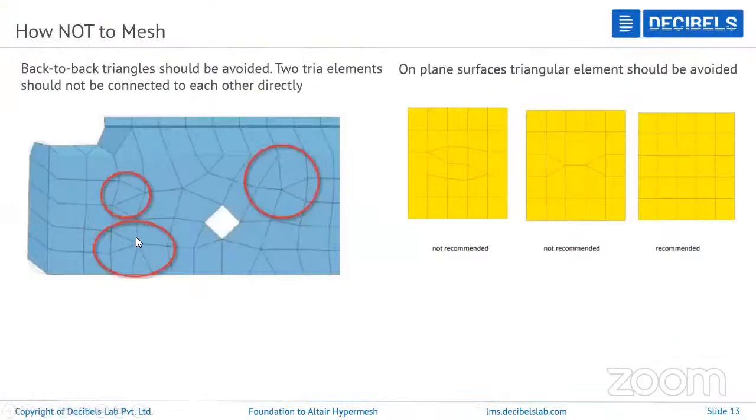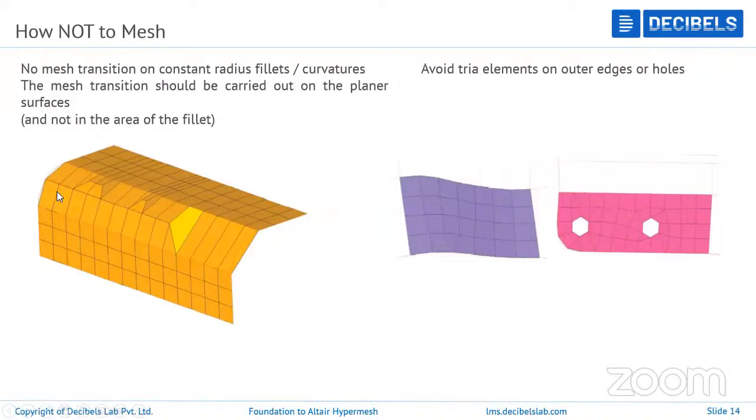See, when a node is shared between two triangular elements, this is not allowed. Back-to-back and opposite trias are also not allowed. Trias at fillets are not allowed, and as I said, we are not supposed to keep any trias in a circular section. In the circular section, we need to avoid it. So these are the important topics we need to take care of when we are doing the 2D meshing.